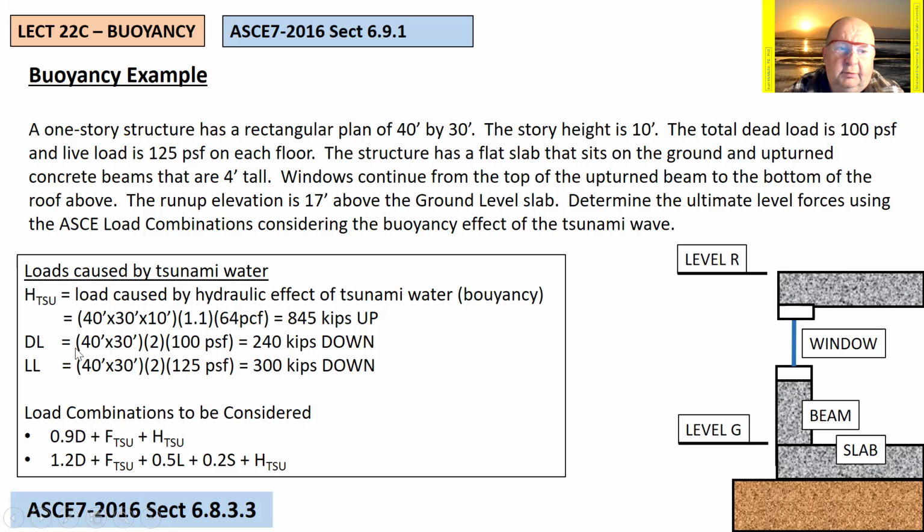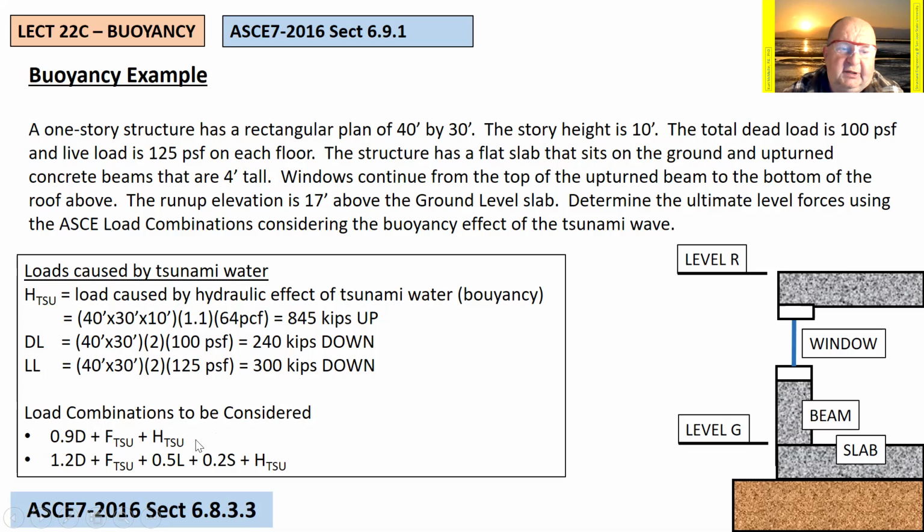I have a dead load, which is 40 by 30. I have two floors that both support 100 PSF. So I've got 240 kips total down. And for live load, I have a little bit more. I've got the same area, the 2 stories, 125 pounds per square foot, or 300 kips down.